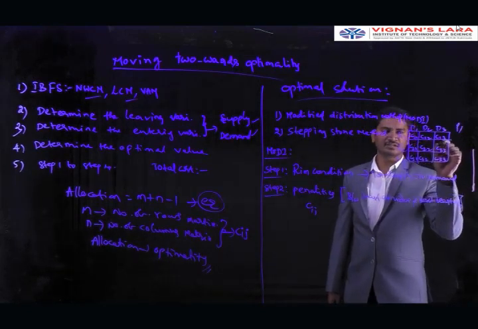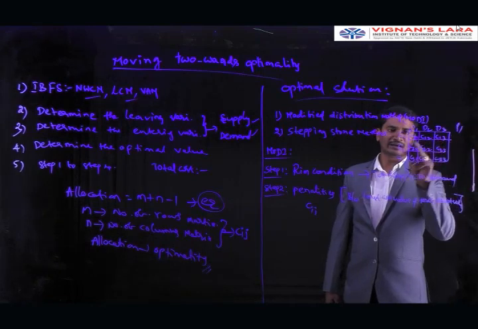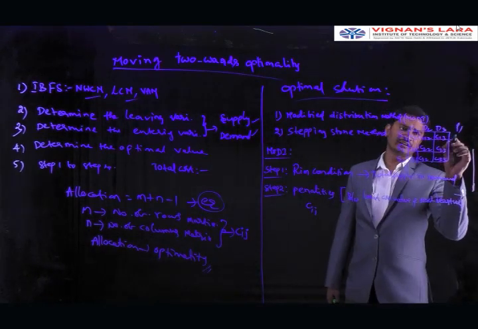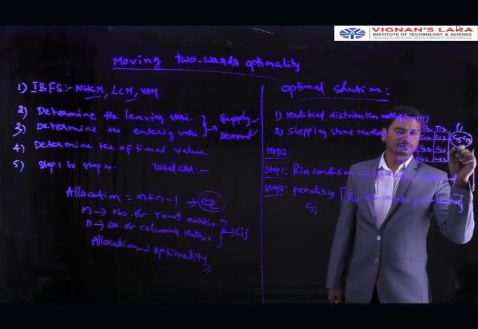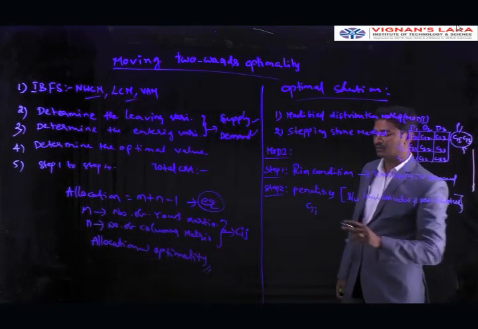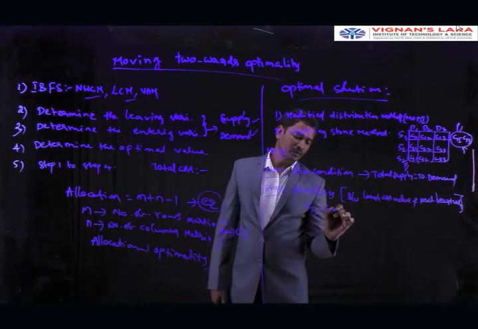Coming to the first row, here we have to calculate the least penalty. It means we are going to calculate the two least values. Which one is the least? C11 and C12 are the least. So we are going to calculate the difference between these two, and that is called the penalty value. Here we have to get the penalties from the rows and columns.